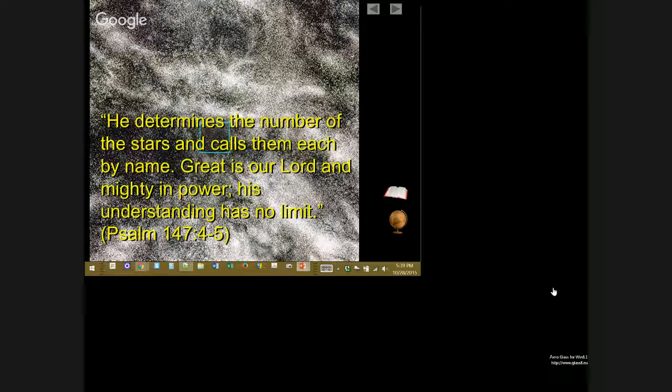Just throw this passage out there from Psalm 147. He determines the number of the stars. He knows exactly how many there are. And check this out. He calls them each by name. And some of those he's actually shared in the Bible. We're going to look at a few of them today. But I love the ending part, fitting infinity. Great is our Lord and mighty in power. His understanding has no limit.